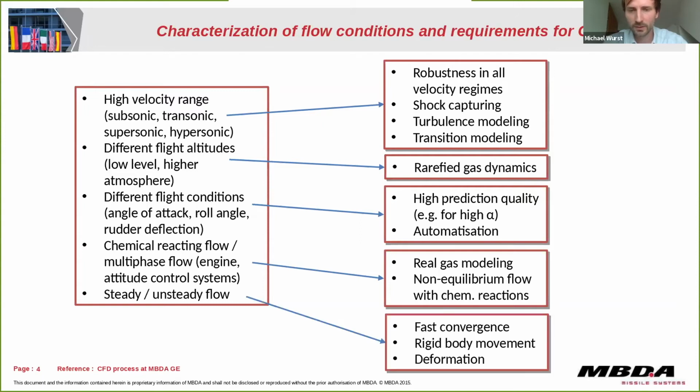And then we have also steady and unsteady flow. That means that we need in these conditions fast convergence. And in unsteady flow conditions, we also handle sometimes rigid body movement or deformation. Rigid body movement, if you think about separation of missiles from fighter aircraft, for example, or deformation of wings, for example.